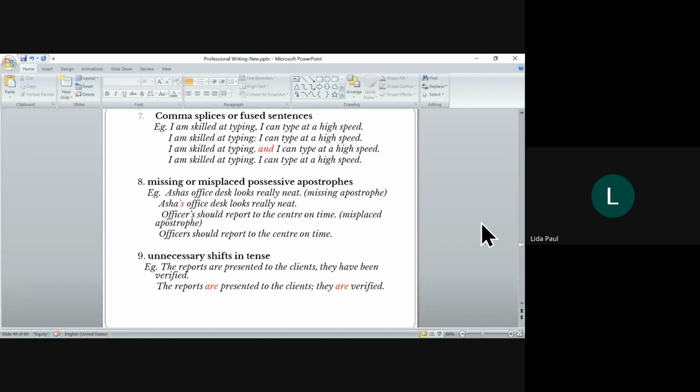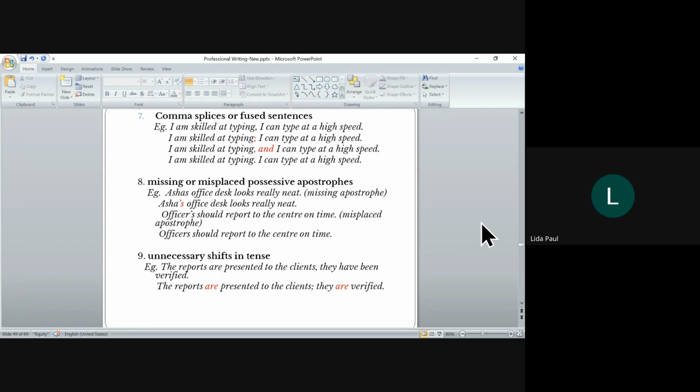Here, apostrophe is not used to show possession, like in the case of Asha's office desk. So this needs to be taken care of properly. A lot of people commit errors on this front. And another error with respect to apostrophe is when you unnecessarily use it, like in the second sentence. Officers should report to the center on time. Here you don't need an apostrophe because officers is basically the plural form of officer. That is what the meaning was supposed to be. But people who are not good with these things probably think that every time you have an S, you need to apply an apostrophe there. That's not the case.